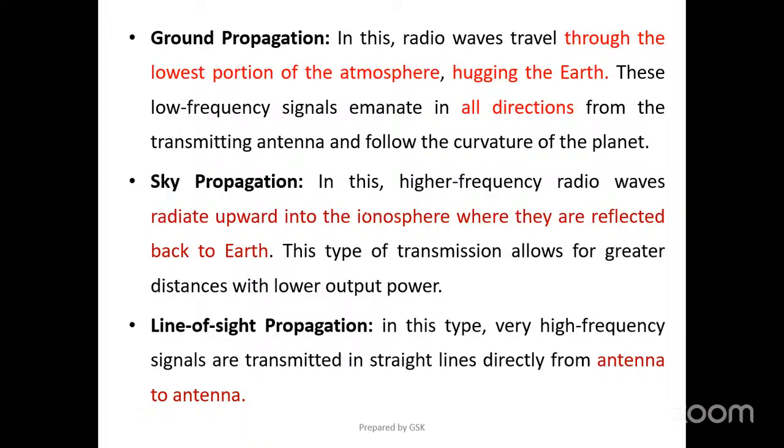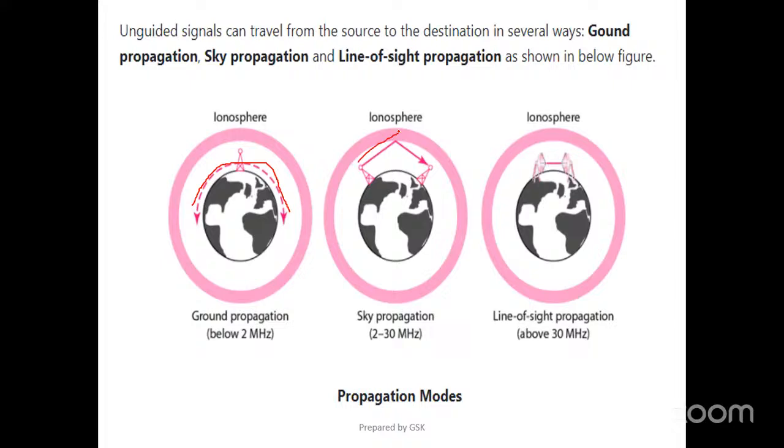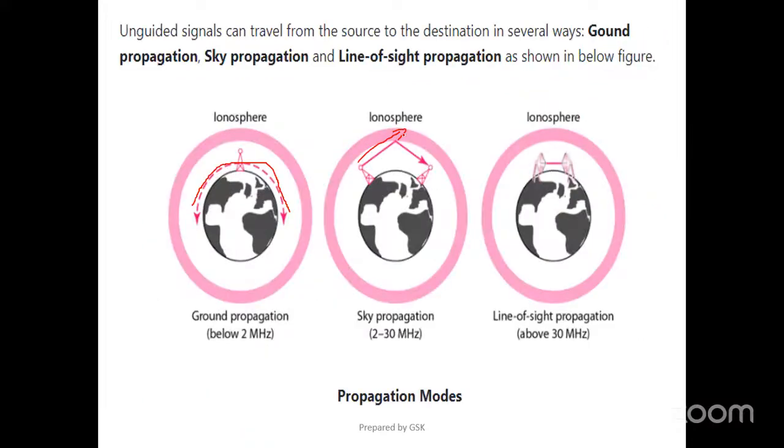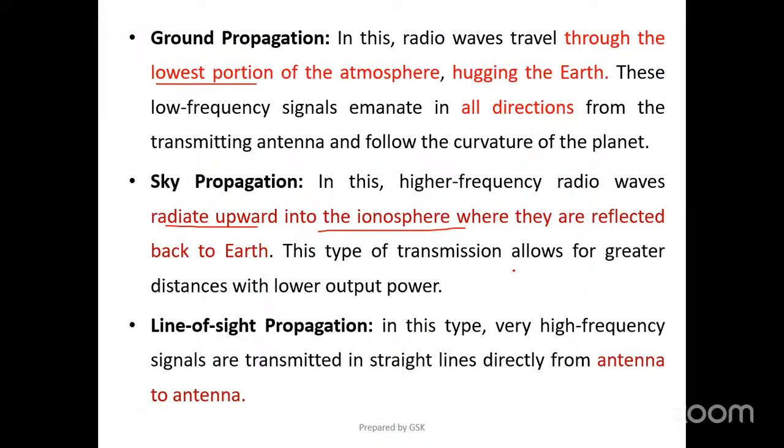In sky propagation, higher frequency radio waves radiate upward into the ionosphere. If you observe this image, they go upward to the ionosphere, where they are reflected back to the earth. This type of transmission allows for greater distance with lower output power. If you want to cover a very great distance, then you can go for this method, sky propagation.